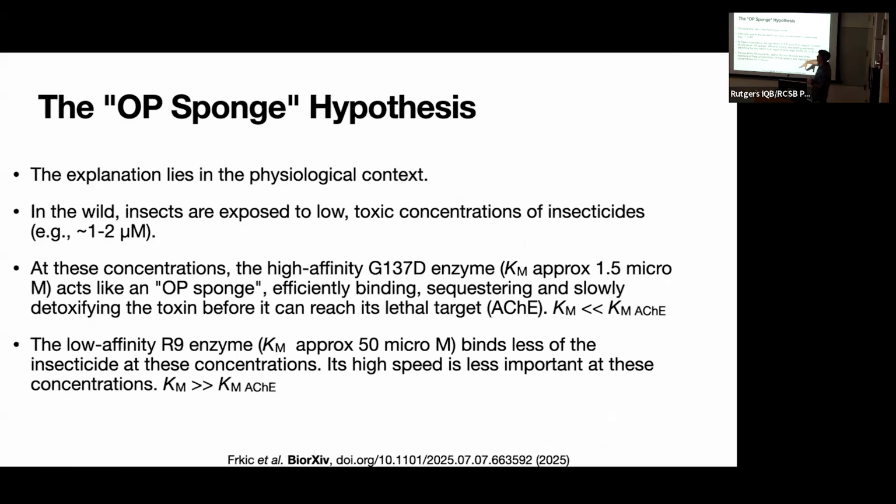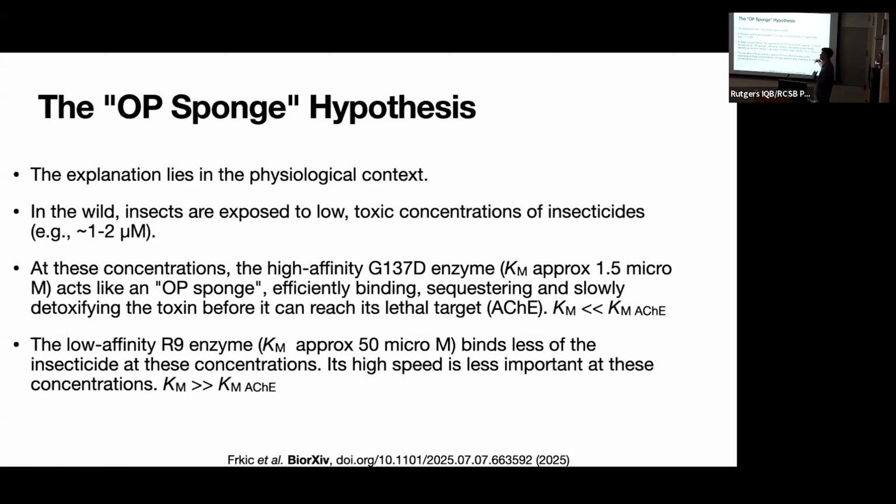This leads to the OP sponge hypothesis. So basically in the wild, the toxic level of insecticides is about 1 or 2 micromolar. What we saw is that although we increased the activity 1,000-fold, we increased the KM about 20-fold. And so at these concentrations, the KM of the evolved enzyme is actually higher than the KM of the target acetylcholinesterase, whereas the G137D retains a KM that's lower than the acetylcholinesterase.